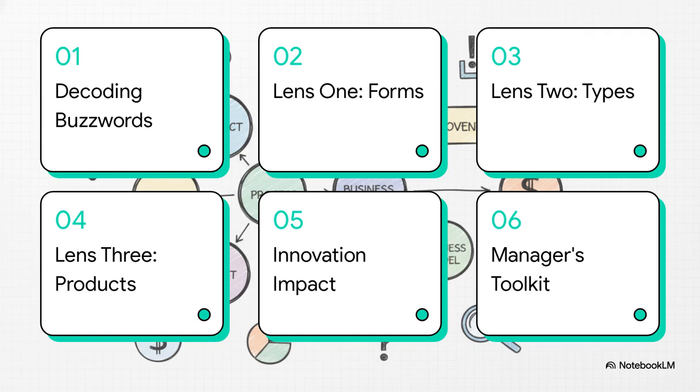We'll start with 1. Decoding the innovation buzzwords. Then we'll move through our 3 lenses. Lens 1, forms of innovation. Lens 2, types of innovation. And Lens 3, product classifications. After that, we'll dive into the impact of innovation and wrap it all up with the Innovation Manager's Toolkit.